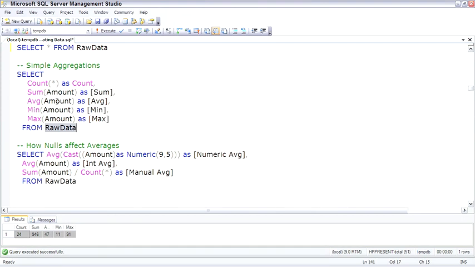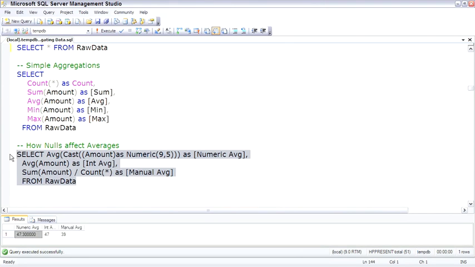So when we're averaging, the amount is an integer and there are a few nulls in the table. If we cast that amount as a numeric prior to averaging it, it'll be able to average it as a numeric with 9 characters total, 5 to the left of the decimal place. So the first column average will give us more precision than will the second column, which has to stay as an integer. And both of these averages will ignore nulls. The third column is going to sum the total amount and then look at the total number of rows to calculate a manual average. So this column will include nulls in the count.